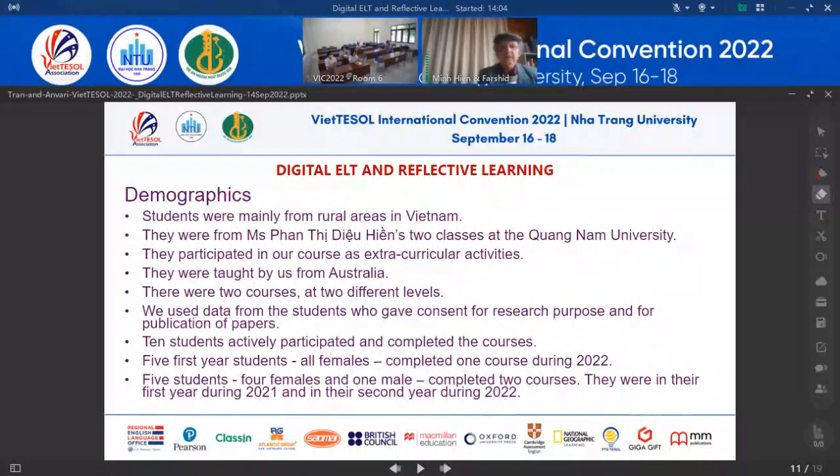For all our research, we use data from students who gave consent for research and publication of papers. 10 students actively participated and completed the course, and 5 of them were first-year students, all female. They completed one course during 2022, which was this year. They just finished that. And there were 5 students who actually did 2 courses with us. One course they did in 2021, and this year they did the advanced level course.